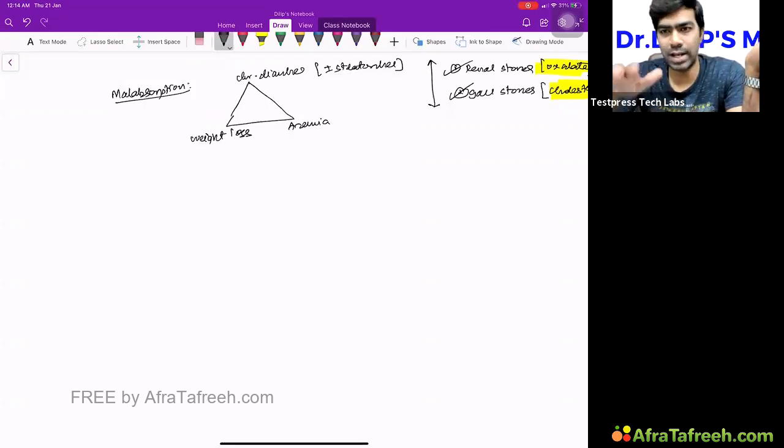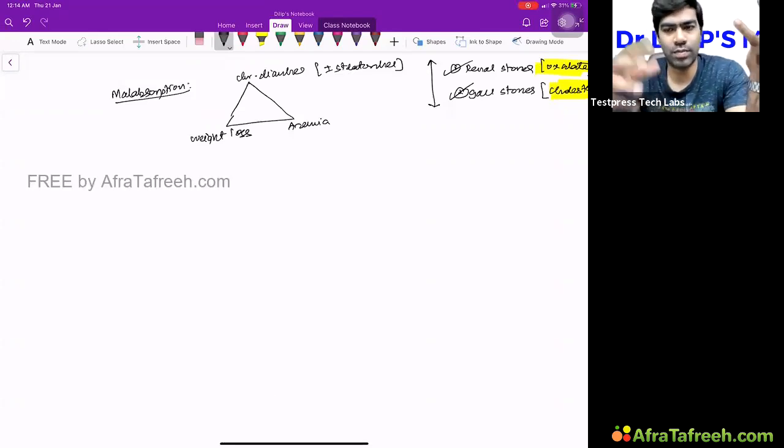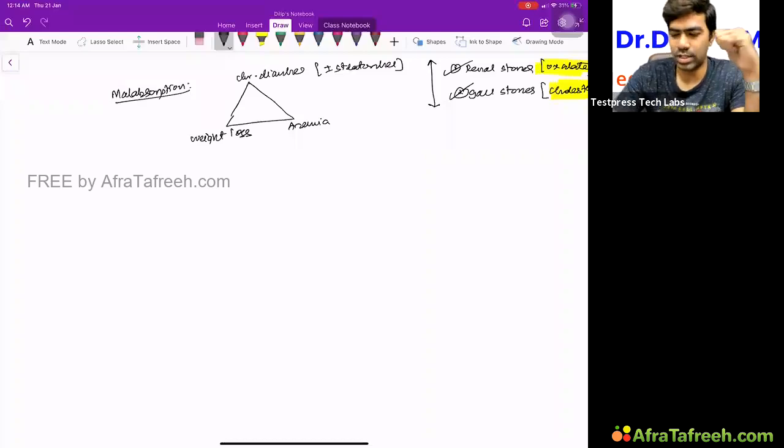So there will be reduced bile acids in the bile, and there will be relatively more cholesterol in the bile. This is what we refer to as supersaturation of cholesterol in the bile. That will result in the development of cholesterol stones in the gallbladder. So these are the common pathophysiology.